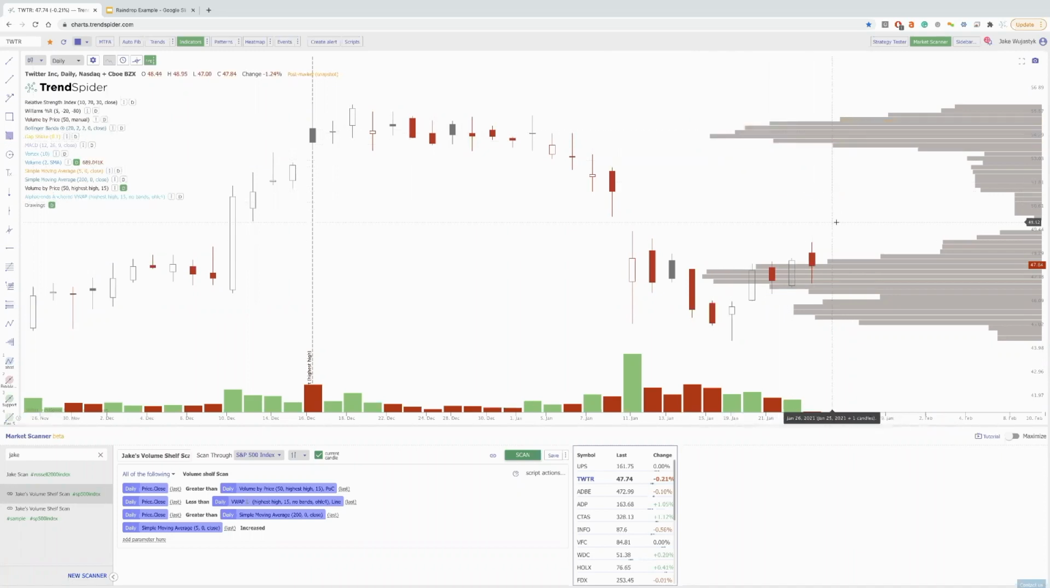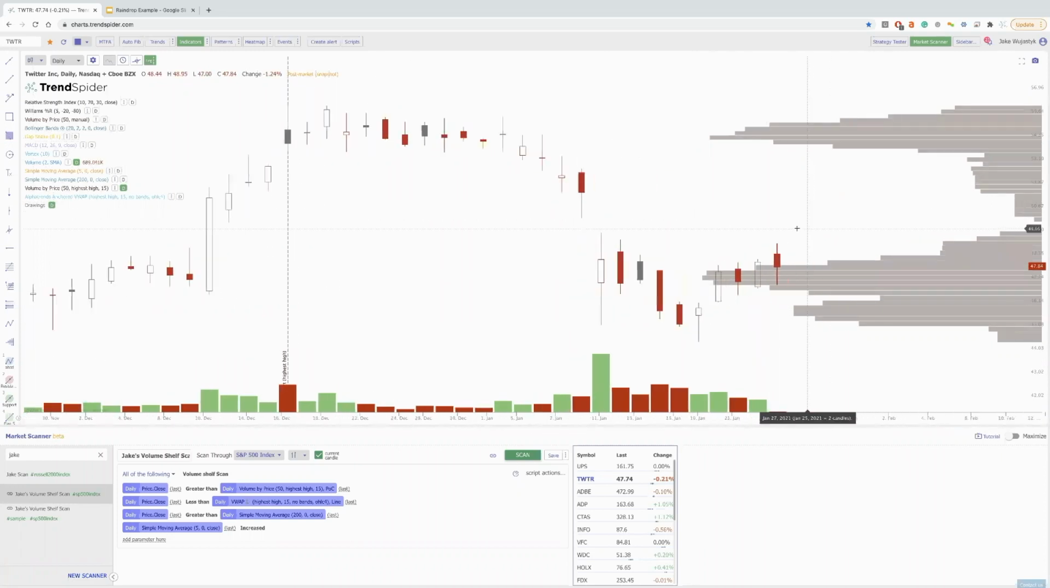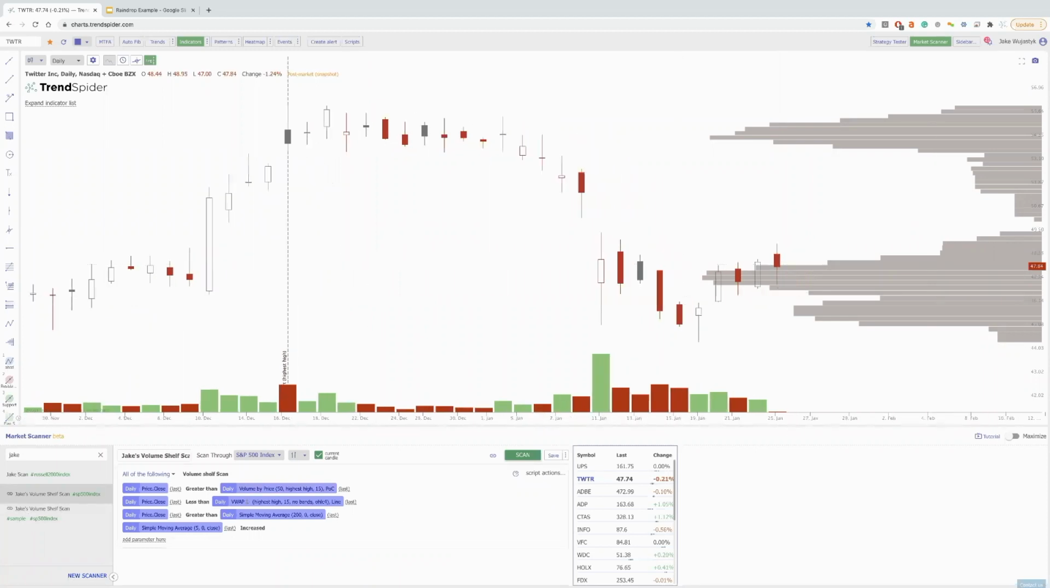And so this is definitely, if you did want to play around with the anchored volume by price and find these volume shelf setups we post a bit about on Twitter, you can use Jake's volume shelf. This is something I created, and it is public to everybody using the platform. So if you do want to try it out, it is part of whatever subscription that you get, and you just go to the market scanner, type in Jake, and it's Jake's volume shelf scan right there.